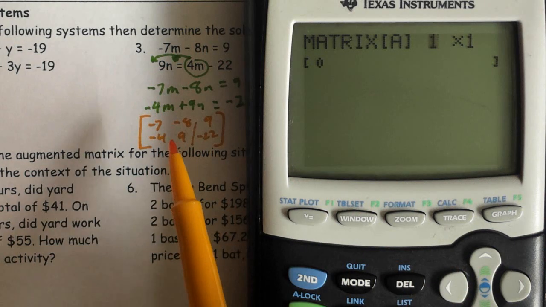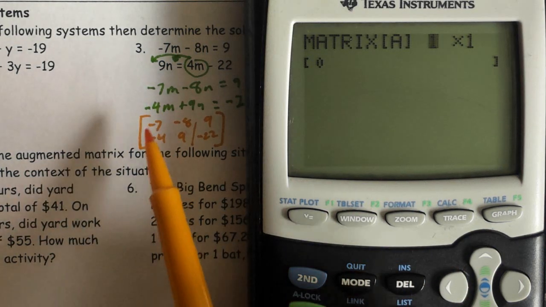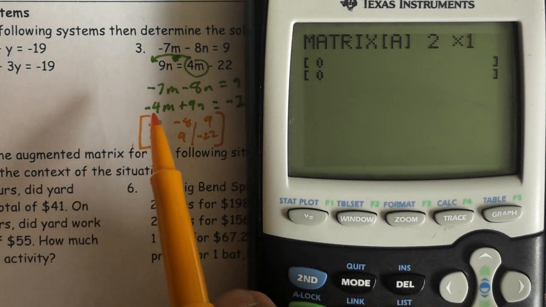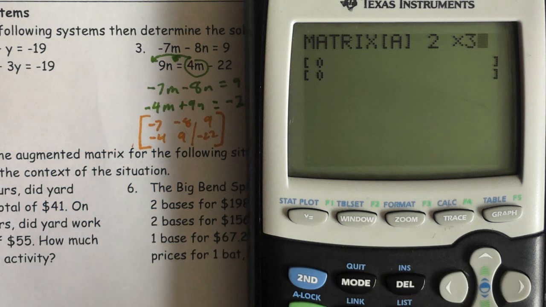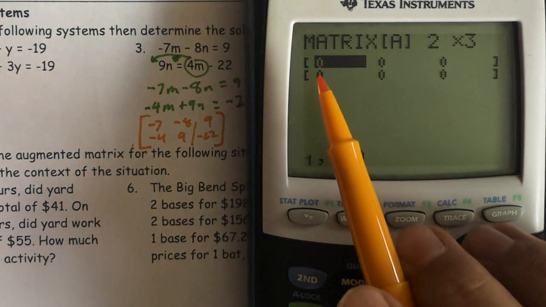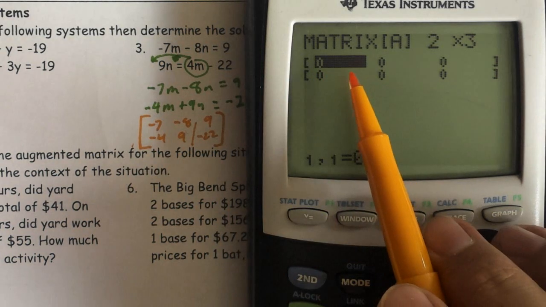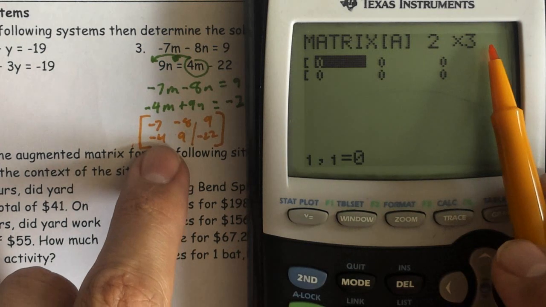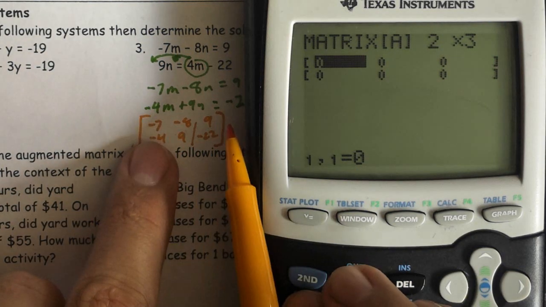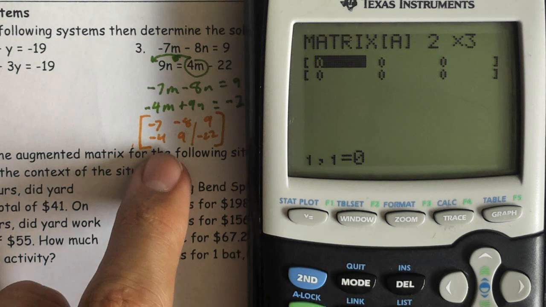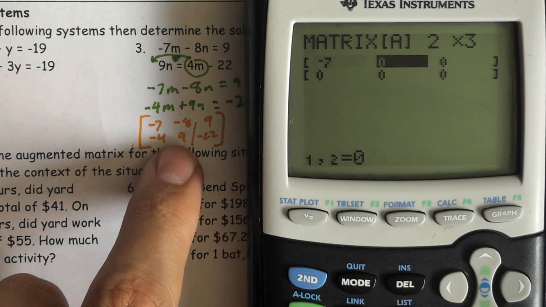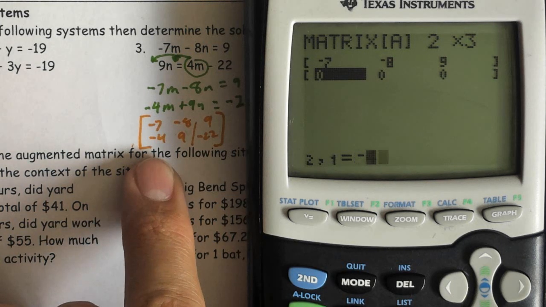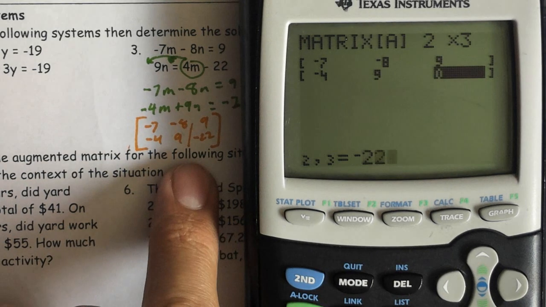This is a 2x3 system. There are 2 equations, and that means 2 rows, and there are 1, 2, 3 columns. So that's 2x3. And this will set up as is. You see where it has this type of look, but instead of actual numbers, we just have zeros in there. So 2 enter, 3 enter gets us these. And now put these in left to right, then the next row, one row after row. So negative 7, enter, negative 8, enter, 9, enter. Next row, negative 4, enter, 9, enter, negative 22, enter.